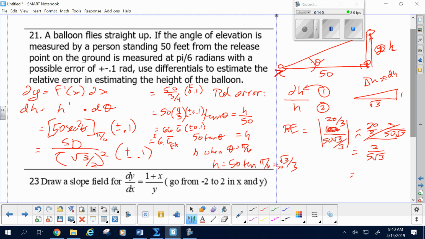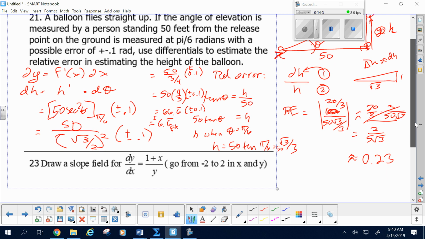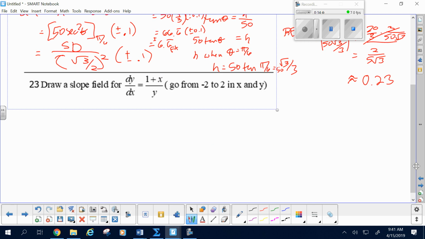2/9-ish. What do you got there? Is it decimal? Some decimal answer? 25? 23-ish? Okay. So the relative error is a decimal, the percent error would be a percent, so whatever it is, 0.23, whatever that is. You follow me? Okay, would you do 23 on your own, and then we'll move along.